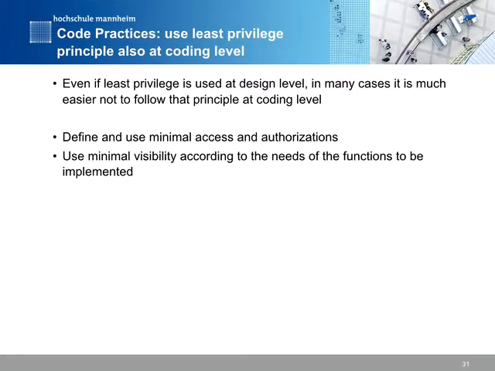Use least privilege also at coding level. Least privilege in general is for authorizations, so that people get as little authorization as possible, but the same applies for coding. So you should use minimal access and authorizations and even minimal visibility in the functions. This is interestingly contradicting good practices of good software quality.